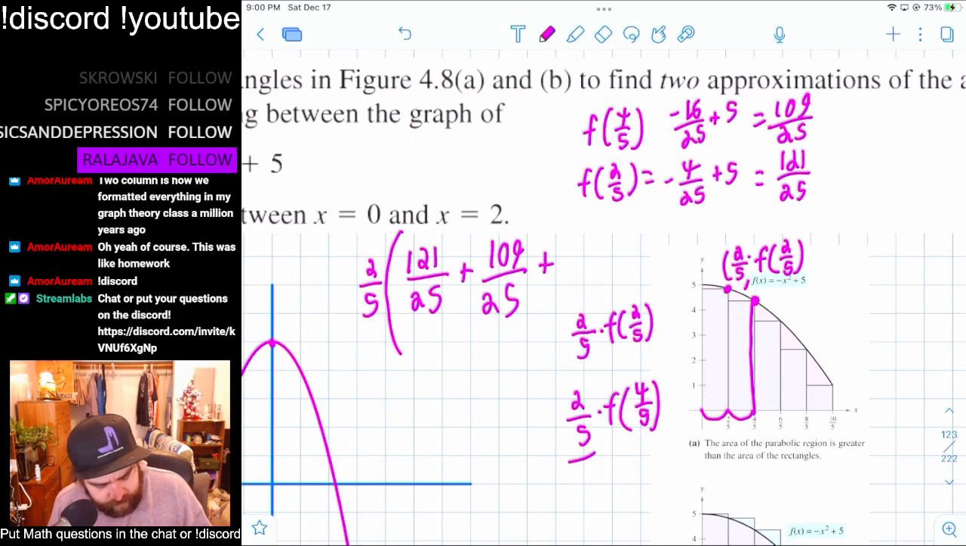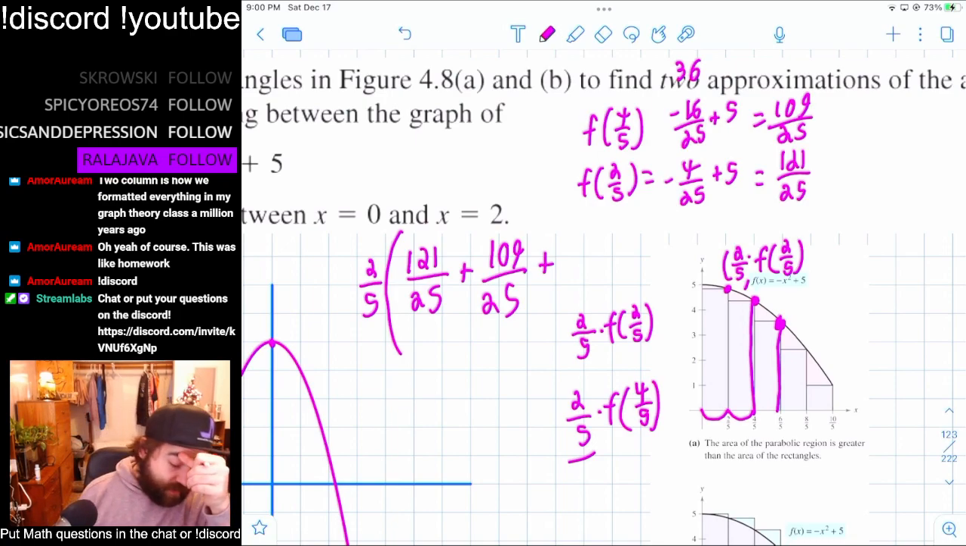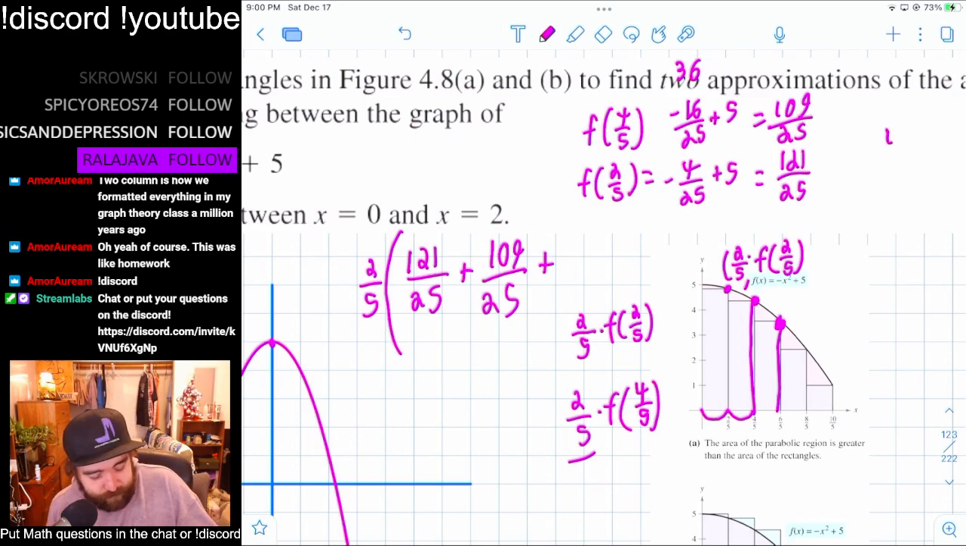Plus the next rectangle, same width that we factored out, but now 6/5, so we end up squaring that. It's going to be 36. So what's 125 minus 36? It's 84. No, 89.